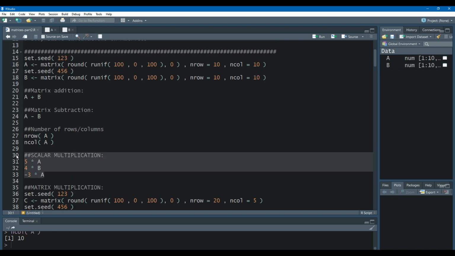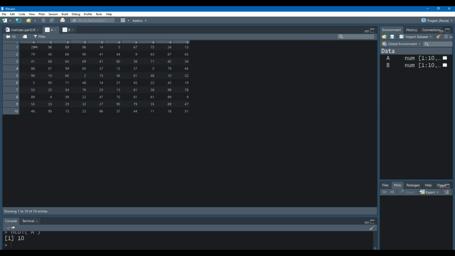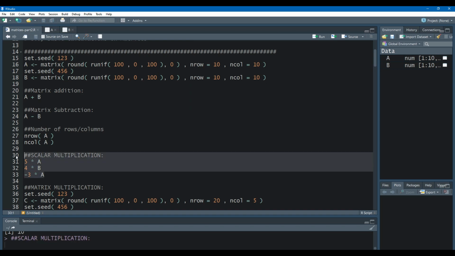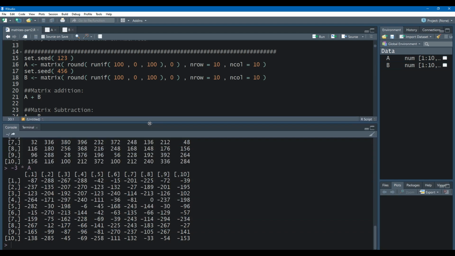So scalar multiplication of a matrix. Scalar multiplication involves having a single observation multiplied by a matrix of things. So 5 times A, recall here is matrix A, so that means 5 times 29, 5 times 79, 5 times 96. It's an element-wise operation. So we'll just run these and see them in the output.